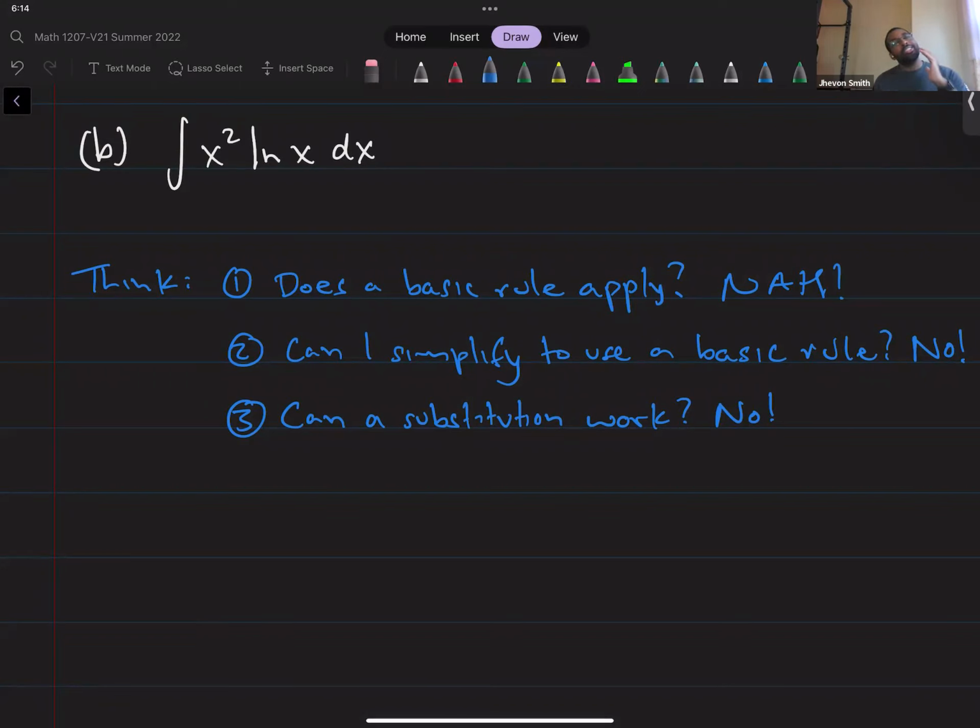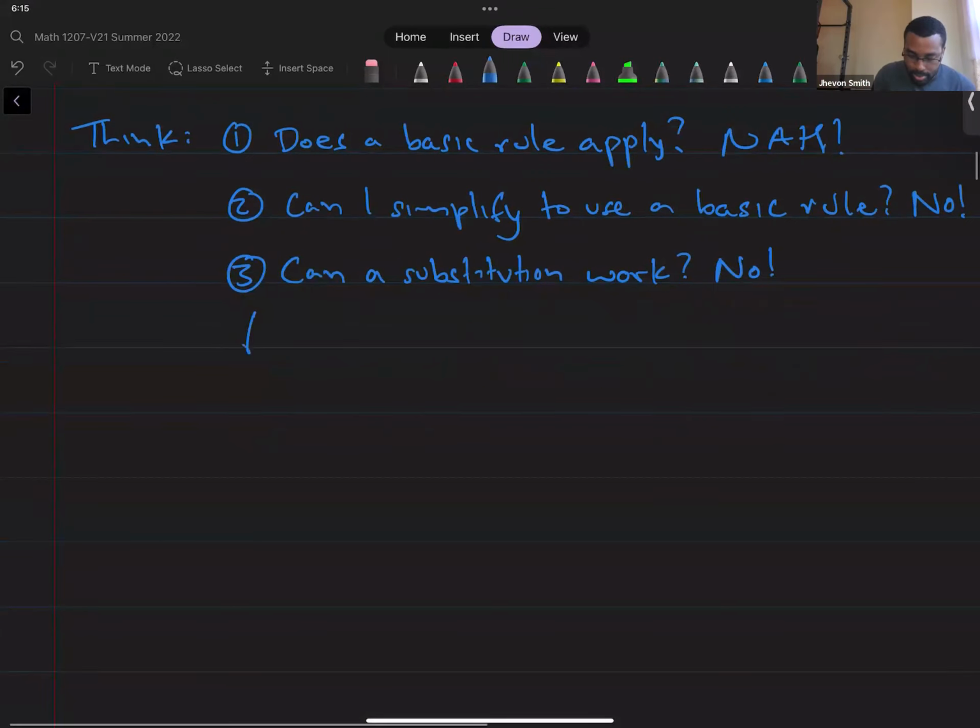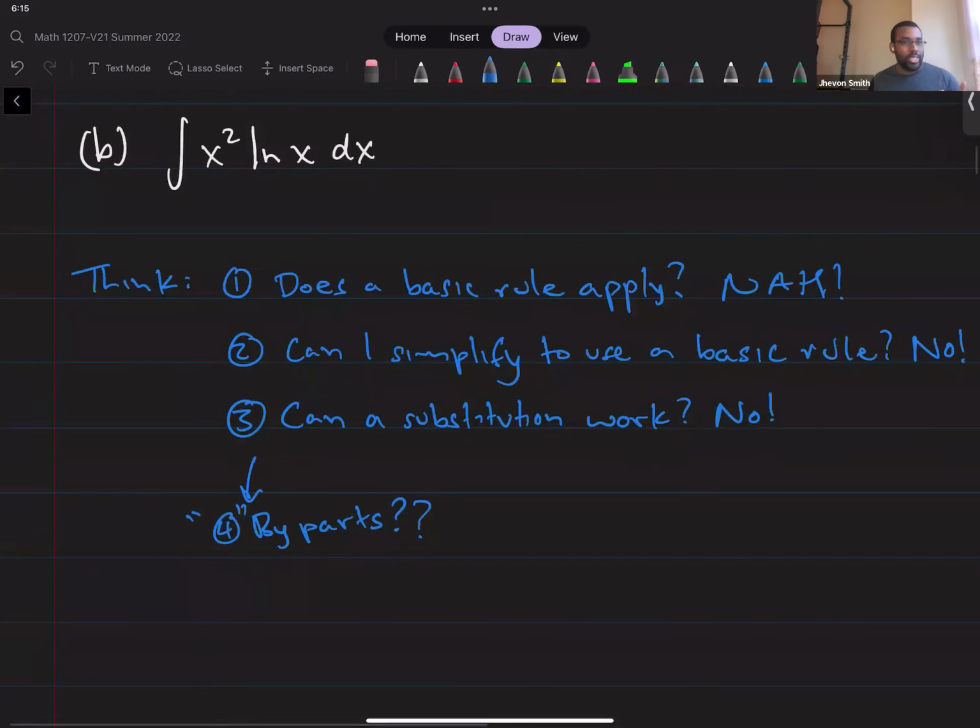And you're going to realize, after a little bit of thought and with some experience, you'll realize this relatively quickly, that none of these 3 things are going to work. And that's where you think, you know, by parts. And this, like I said, the 4 is in quotation because by parts technically won't always be the 4th thing you think about. It depends on what you're looking at.